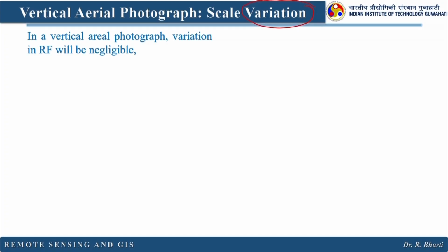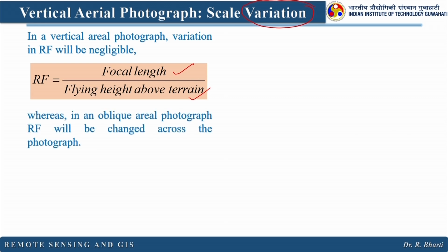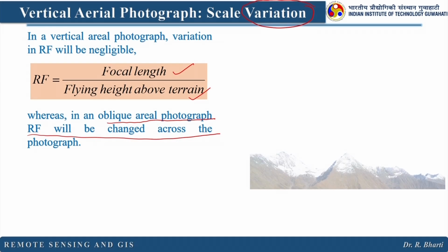In a vertical aerial photograph, variation in RF will be negligible, because we assume distortion is very small and we are looking from the top. So, we assume this RF variation is negligible, and you can use the focal length and flying height above the terrain. Whereas in an oblique aerial photograph, RF will change across the photograph because you have tilted the camera and then acquired the target.